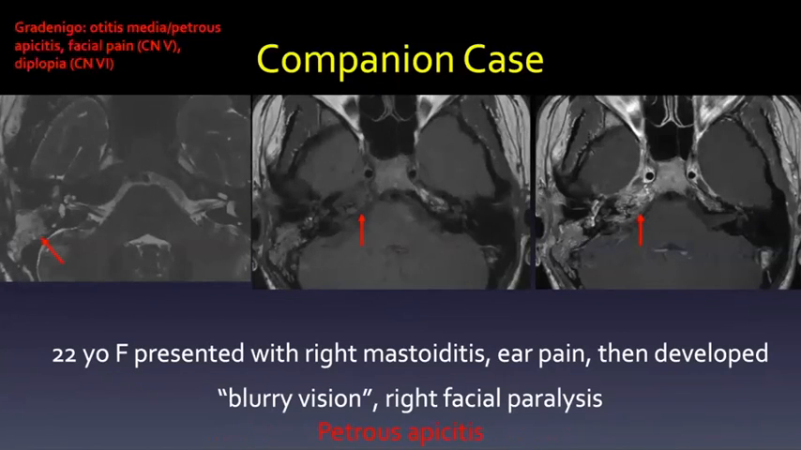But you can also think about the classic triad of Gradenigo syndrome, which classically involves trigeminal pain, which this patient did not have, diplopia from a sixth nerve palsy, and otitis media, petrous apicitis.